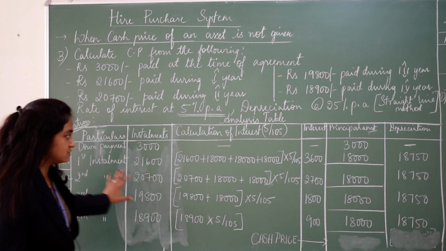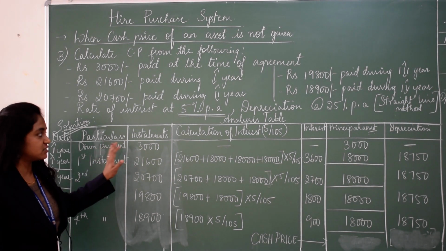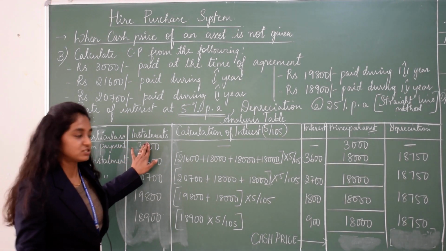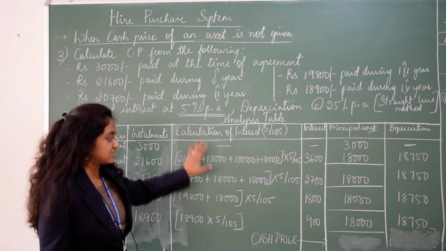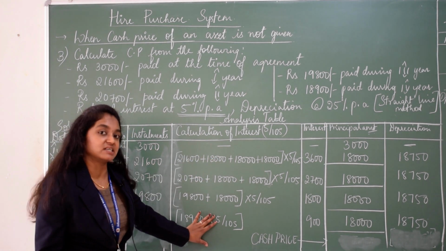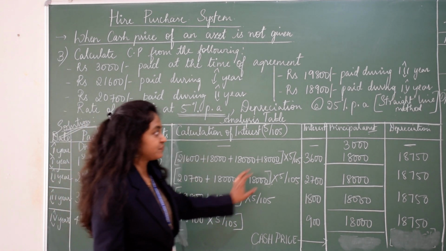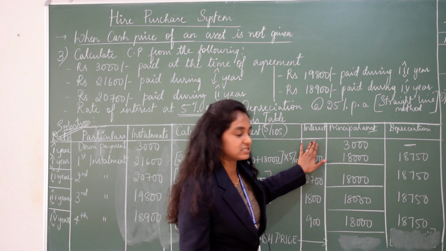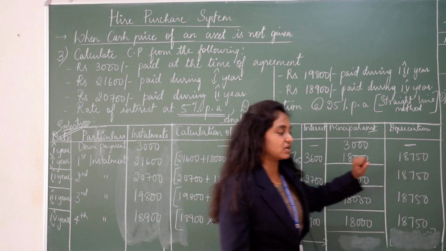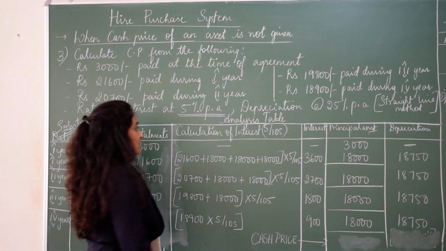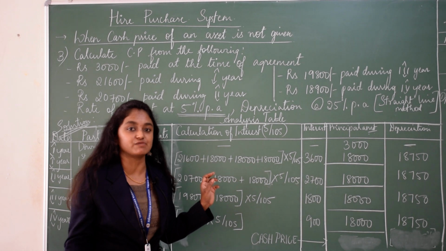Out of these columns, the first column will be for date, the second column is for particulars, the third one is for the installments, the fourth column is calculation of interest. This particular column can be taken as a working note also, or you can put it inside the table itself. The next column will be interest, the next one is principal amount, the next one is depreciation. So, overall if you see the question picture, it is very clear installment is inclusive of interest.